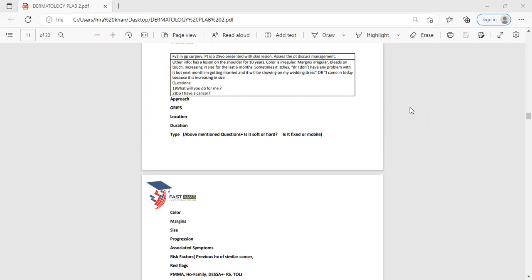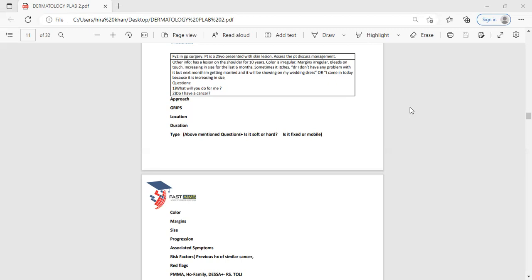All right. And how are the margins? Are they regular or irregular? Irregular. And the size? Could you describe the size for me? Is it about the size of a coin or maybe a ball? Well, it's about 2 inches, you can say, in one dimension.